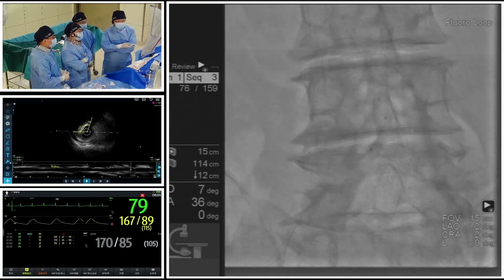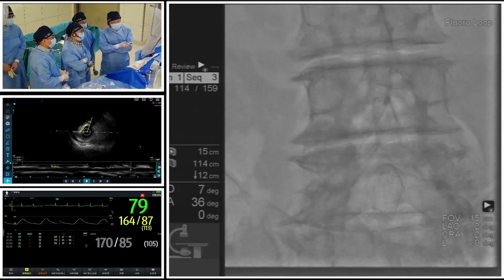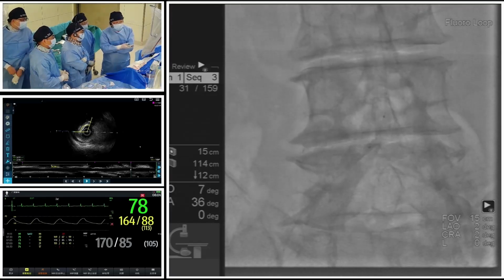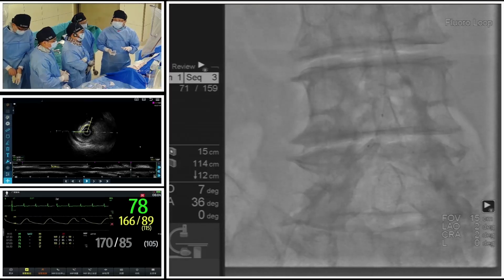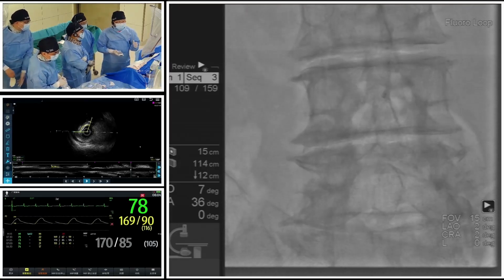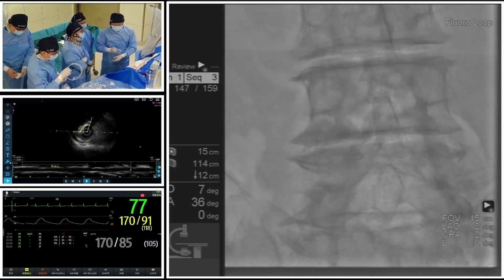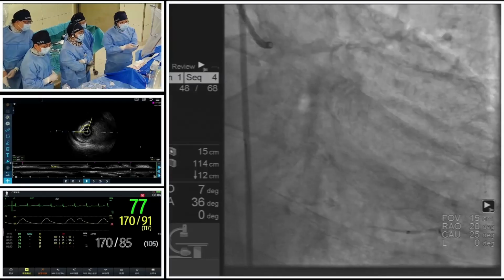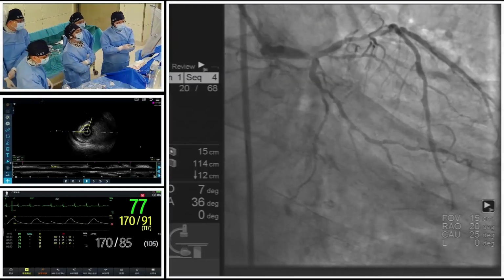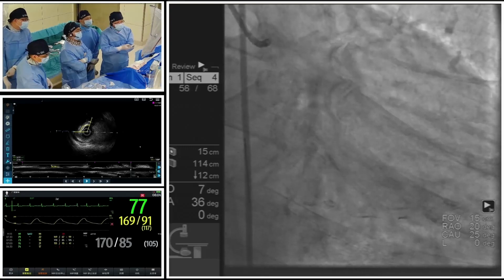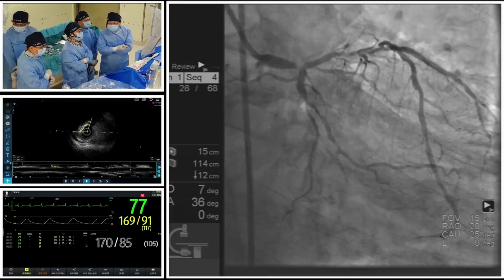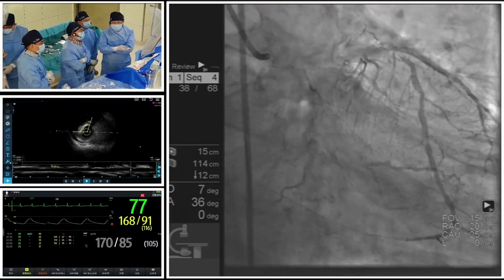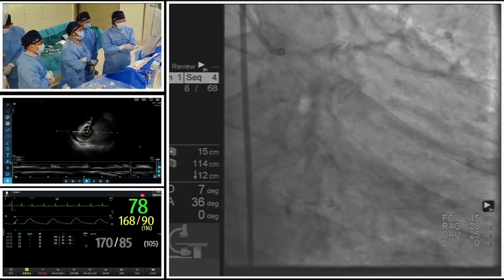Last time I already showed the audience a workhorse wire and a 2.0 balloon inflated at the tip of the guiding to mimic the CTO guiding, and the guiding could be easily advanced. And we do the coronary angiogram this time, and we can see the RCA is no problem, just like last time. And this time for the left coronary artery we use a Judkins left 4.0, 7 French guiding.